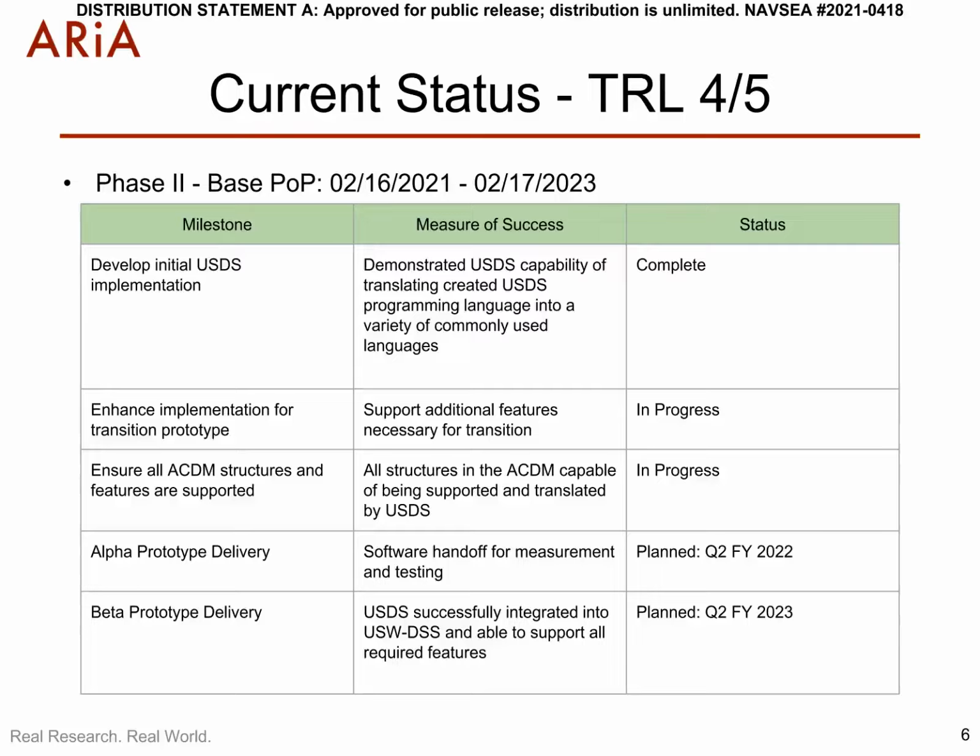The fourth milestone is an alpha prototype delivery. The measure of success for this milestone is the software handoff for measurement and testing. This is planned for Q2 fiscal year 2022.